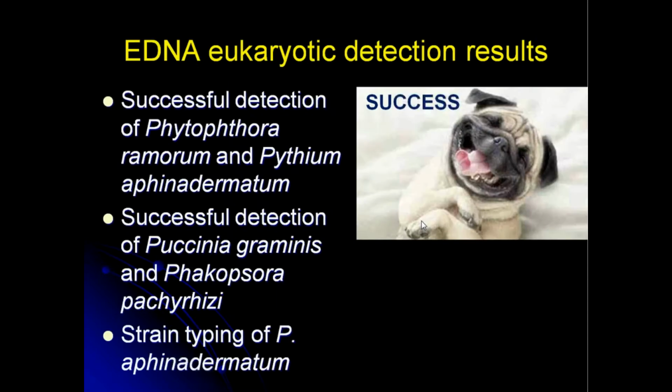As Andres mentioned, this is capable of detecting both oomycetes, Phytophthora and Pythiums, as well as true fungi, Puccinia and Phakopsora. He has done some preliminary strain typing with Pythiums, but that's definitely a work in progress as well. This is particularly pleasing because I thought if we were going to have a problem, this is where it was going to occur.